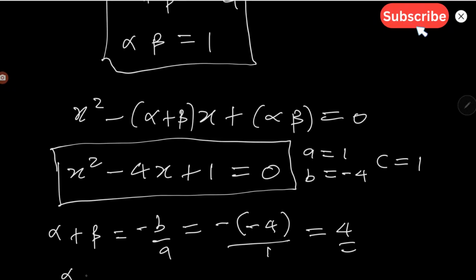And then alpha beta, we know it is c over a. And this will be equal to, my value of c is 1, and my value of a is also 1. And this will give me 1 over 1, which is 1. And this is also the value that we had from the previous step.